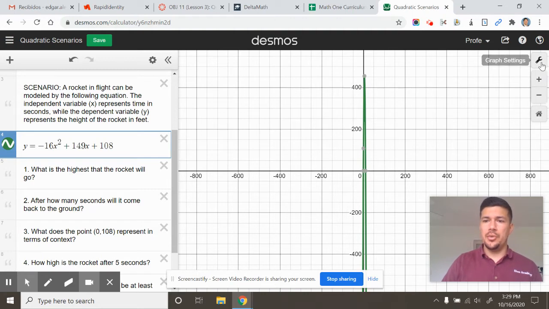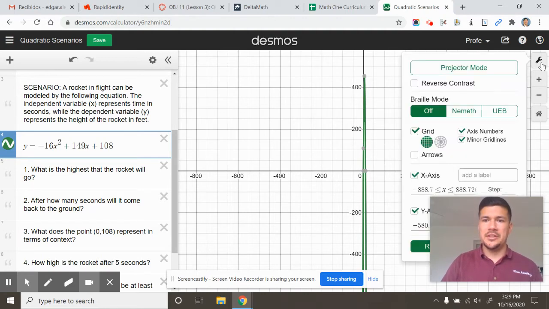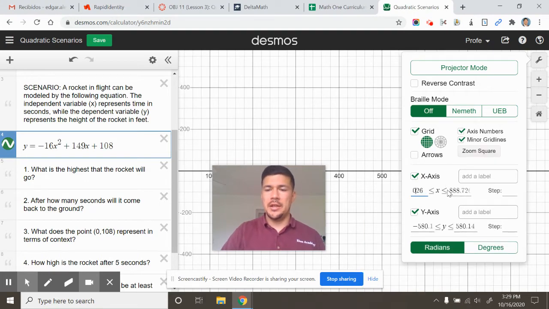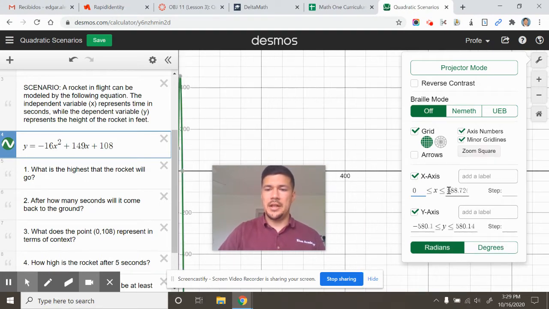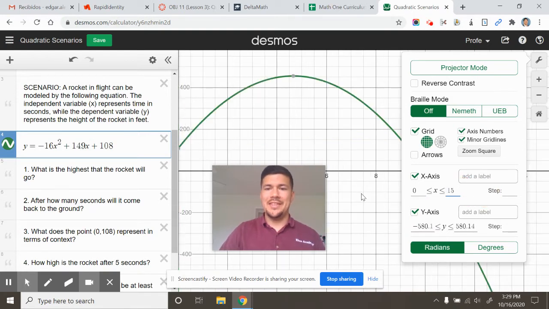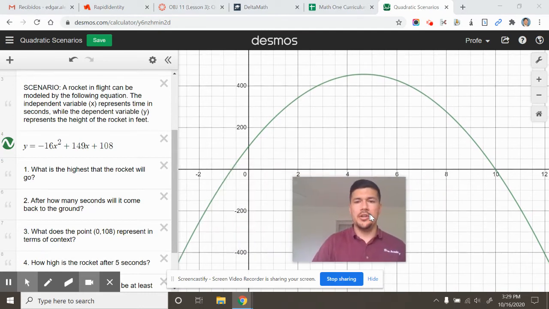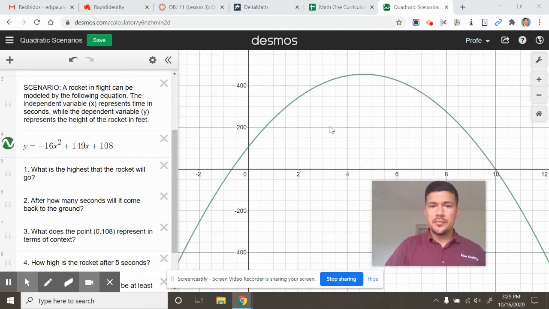So what I'm going to want to do, and we don't usually do this, is go to the graph settings and change some of these settings. My x-axis, I don't need it to go from negative 800 to positive 800. Instead, I'm going to change it to go from 0 to 15, since the second x-intercept was 10. And that in itself is enough for me to fix this graph to where I have a good quadratic function, because I have now narrowed it down to, let me look at the intercepts.